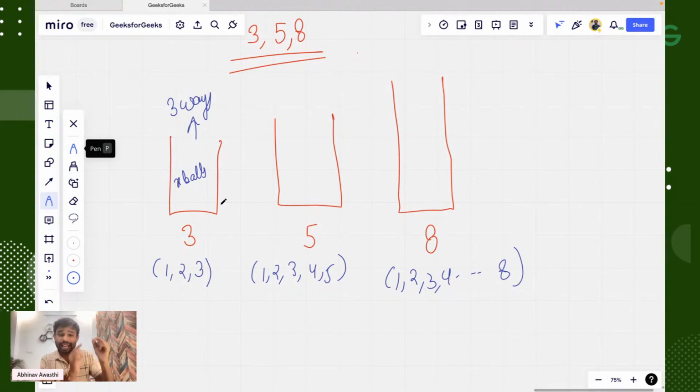So if we have placed X balls in the first bucket, that means we can't place X balls in the second bucket. So there were five possible ways to place balls in the second bucket, but the ways left are just four. Getting it now? We only have four ways to place balls in the second bucket. Let's say I have added two balls, then I can't add two balls in the second bucket. So four possible ways were there.